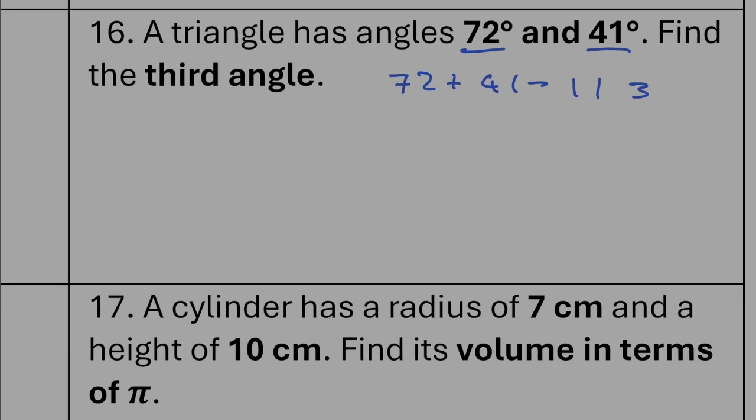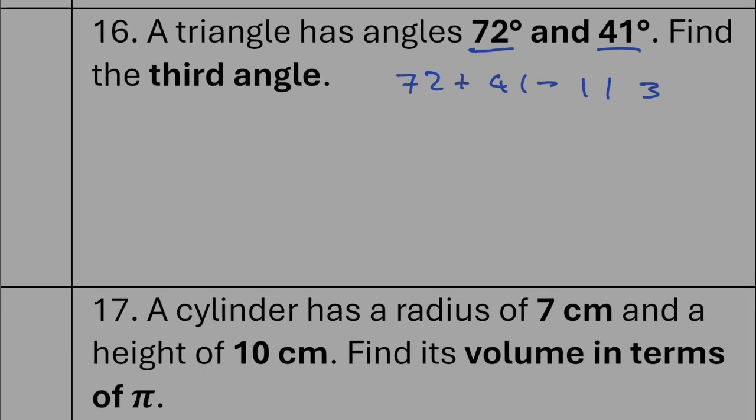And then angle sum of a triangle is 180. So I'm going to do 180 minus 113. That's going to give me 67.